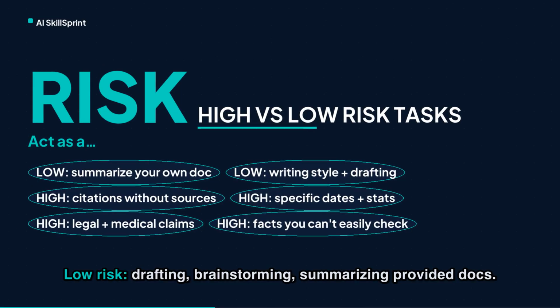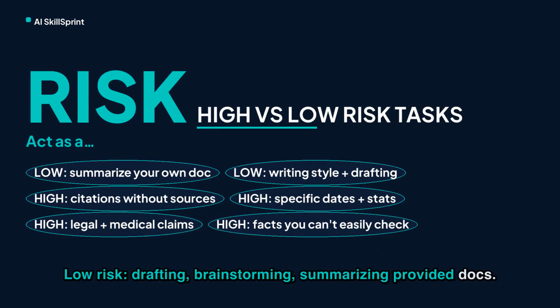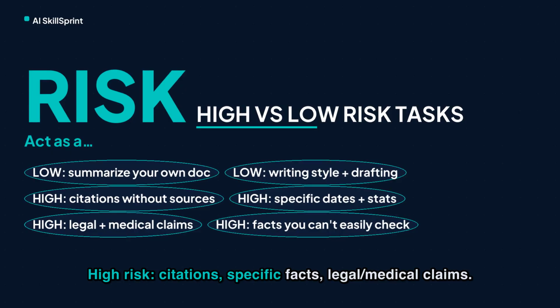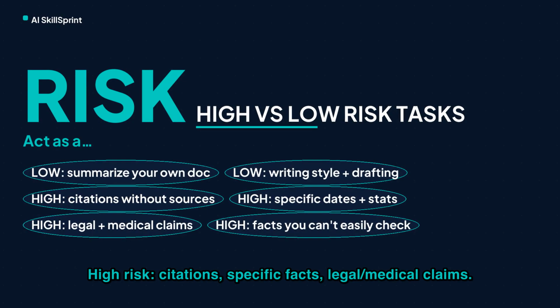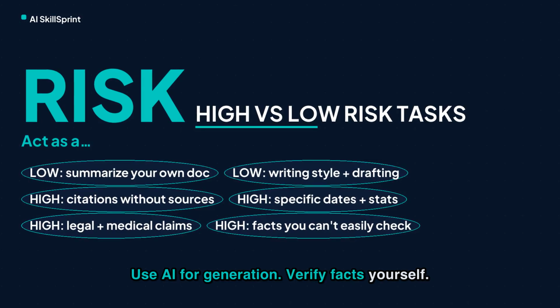Not all tasks carry the same hallucination risk. Low risk: summarizing a document you gave it. Low risk: writing in a style. Brainstorming. Drafting. High risk: citing sources without giving them. High risk: specific facts, dates, statistics, legal or medical claims. High risk: anything where you can't easily verify the output. The rule is simple. The more specific and verifiable the claim, the more you need to verify it. Use AI for generation. Verify the facts yourself.